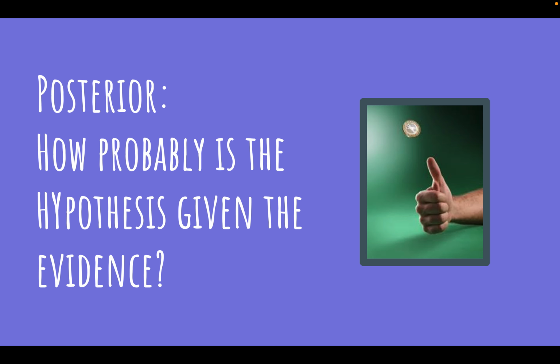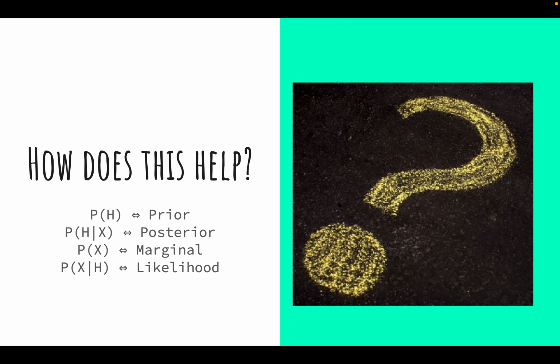Posterior is what we're looking for. This is the flip I was talking about. It's how probable is the hypothesis given the evidence, which makes sense intuitively. It's like, how probable is that thing being a cat given that it's fluffy and has whiskers and things of that nature, right? So how does this help us understand what we're doing, right?